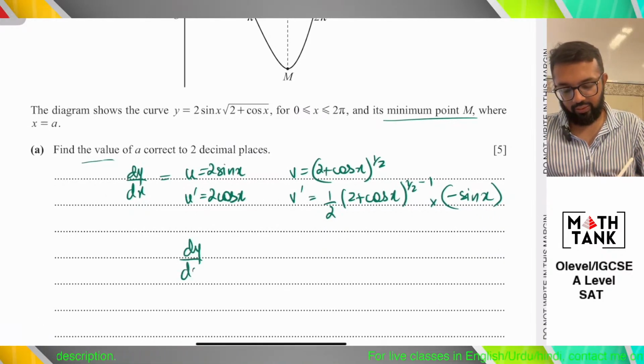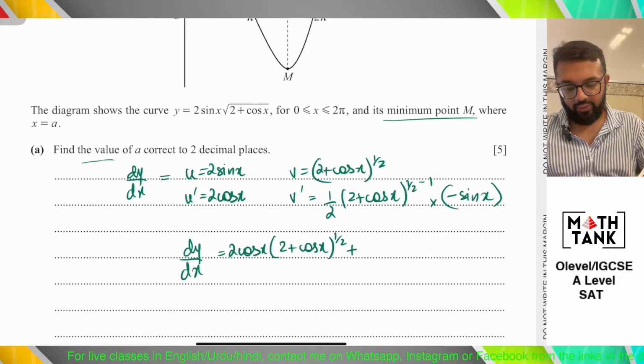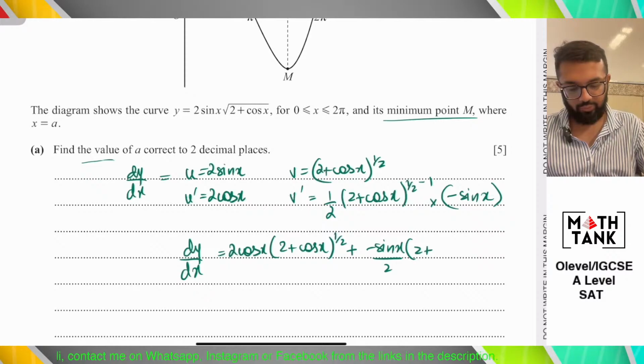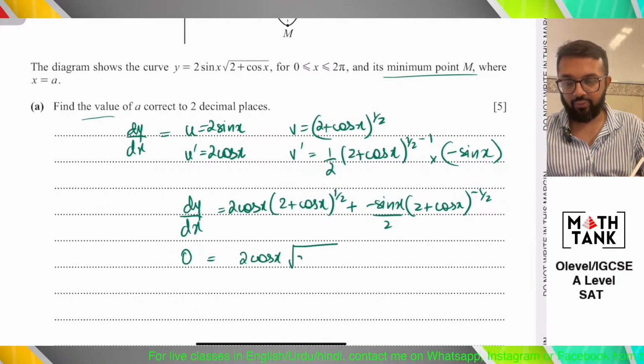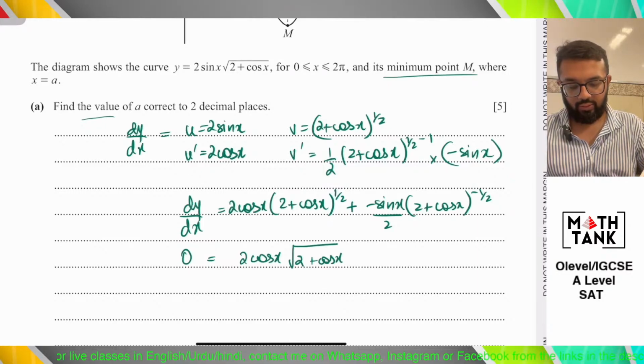So dy by dx is u dash v plus v dash u. Okay. Equals to 0. So 2 cos x root of 2 plus cos x minus sin x 2 over root of 2 plus cos x.